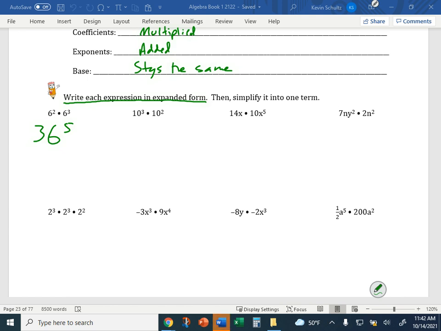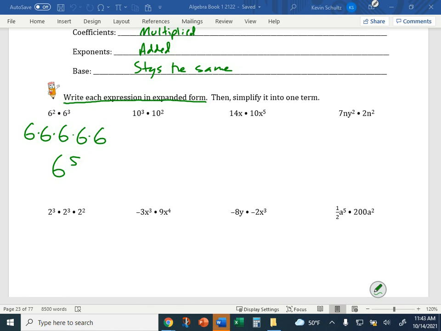No. Why is it not 36 to the 5th? John? There's no 36, right? Those are not coefficients. They do not get multiplied. When we write it out in expanded form, 6 squared is 6 times 6. 6 cubed is 6 times 6 times 6. What do you see? I see 5 6's that are all being multiplied together. 6 to the 5th. No 36's anywhere. So that's why expanded form is really helpful, especially when you're dealing with bases that are numbers.